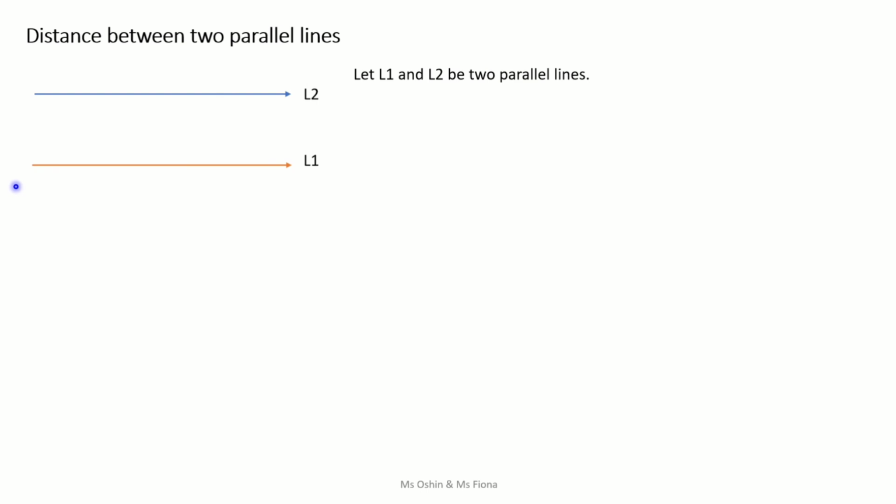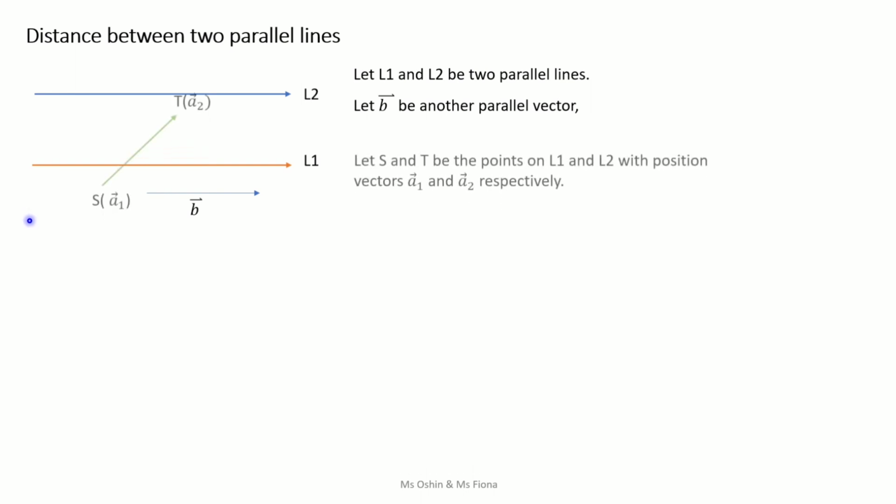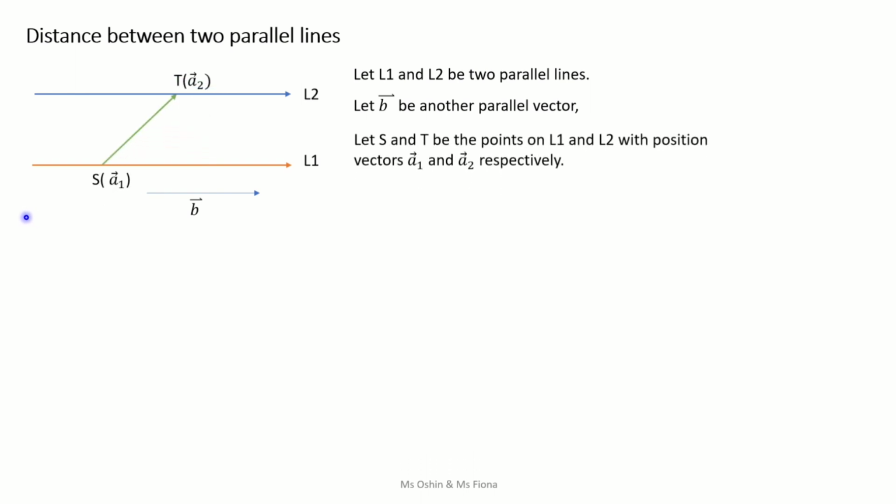Let us now derive the distance between two parallel lines. Let L1 and L2 be two parallel lines. Let B vector be another parallel vector. Let S and T be the points on L1 and L2 with position vectors A1 vector and A2 vector respectively, as given in the figure. Now the distance between these two parallel lines will be the perpendicular distance between them. So let's take PT to be the shortest distance between L1 and L2.